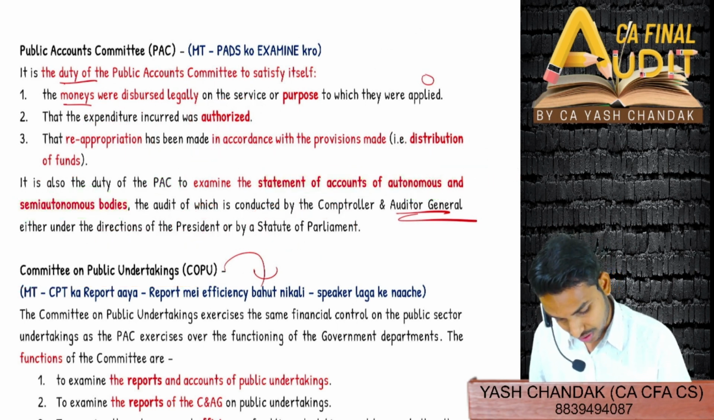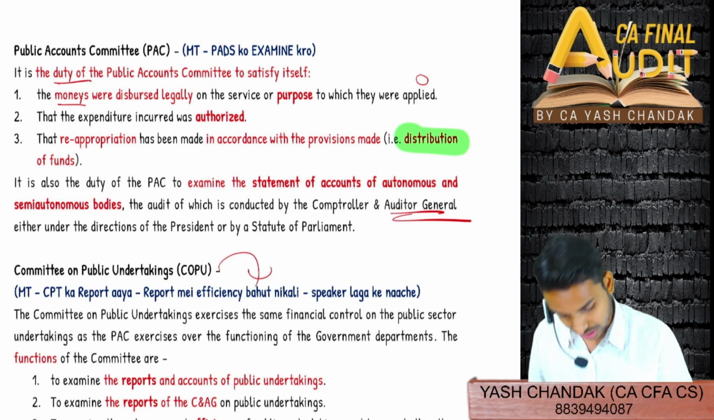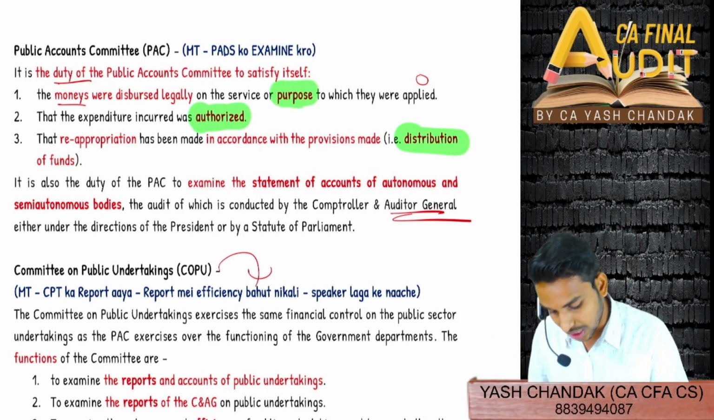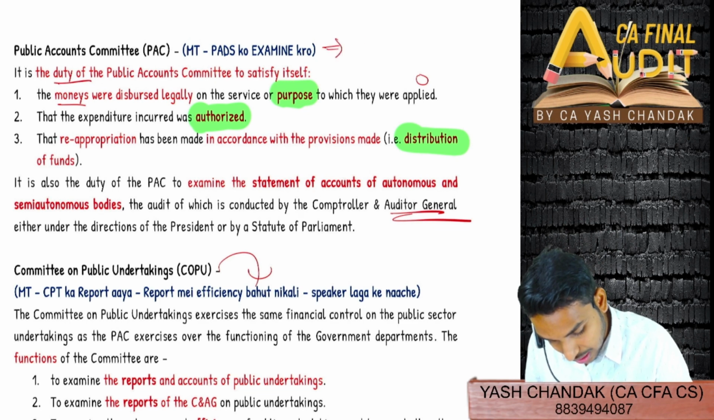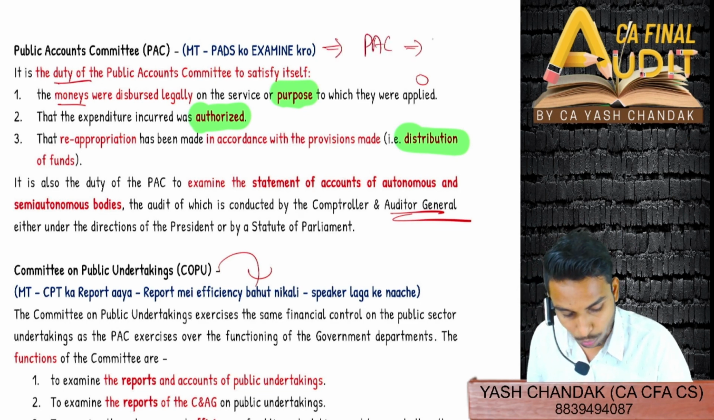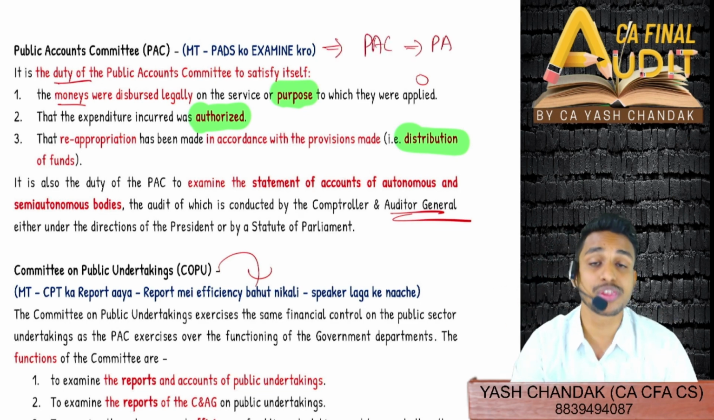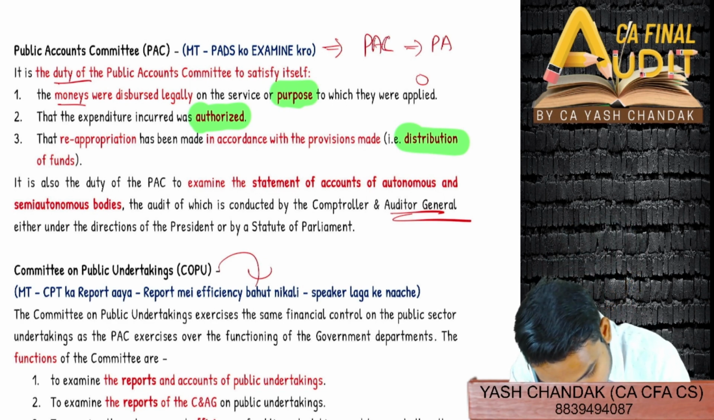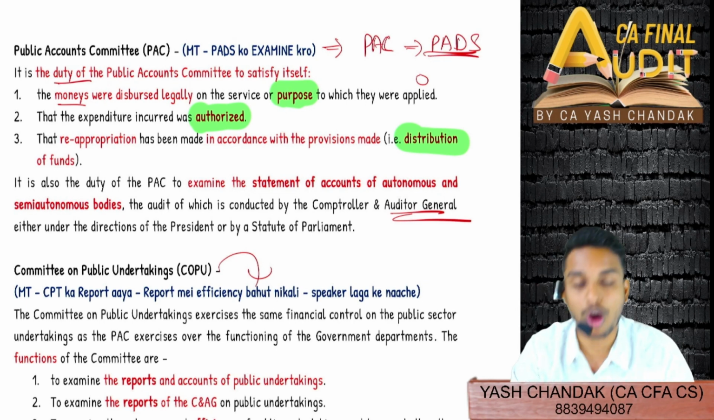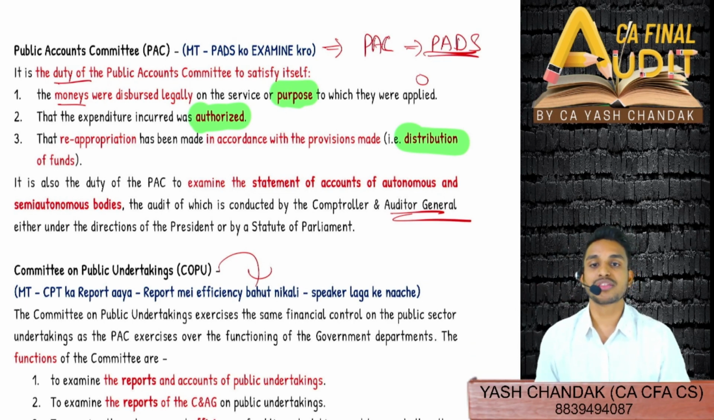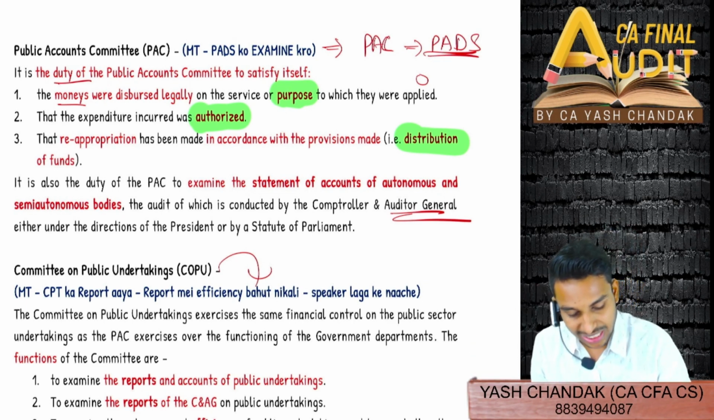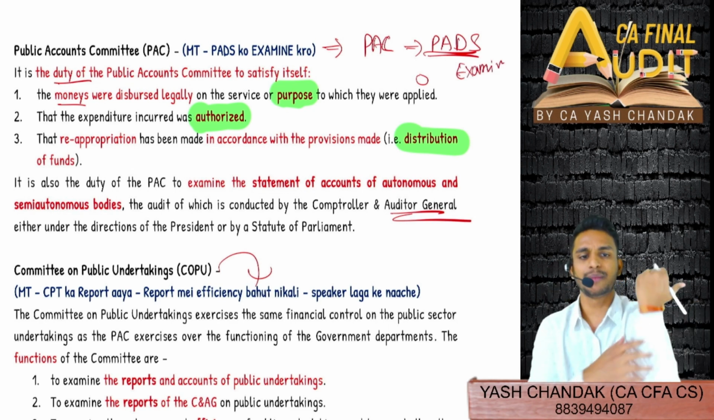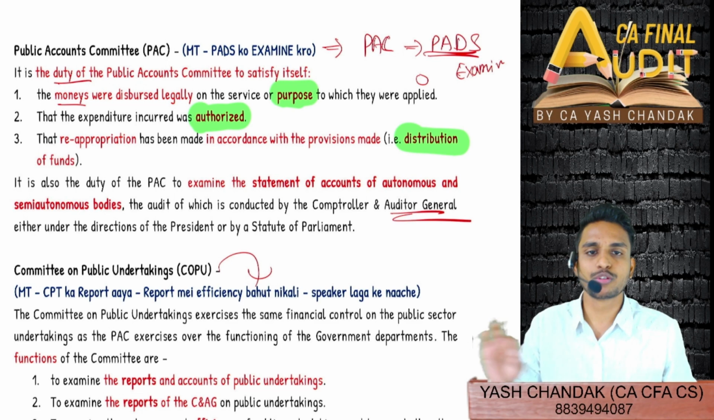So just remember this: D for distribution, A for authorization, and P for purpose. That is what we'll learn for this committee. PAC starts with PA, so the memory trick also starts with PA, and it is not PAC but instead PADS. So what is our memory trick? Pads ko examine karo, pads ko examine karo. That means examine the pads, like cricket pads or hand pad or whatever pad you can imagine. You have to examine those pads.